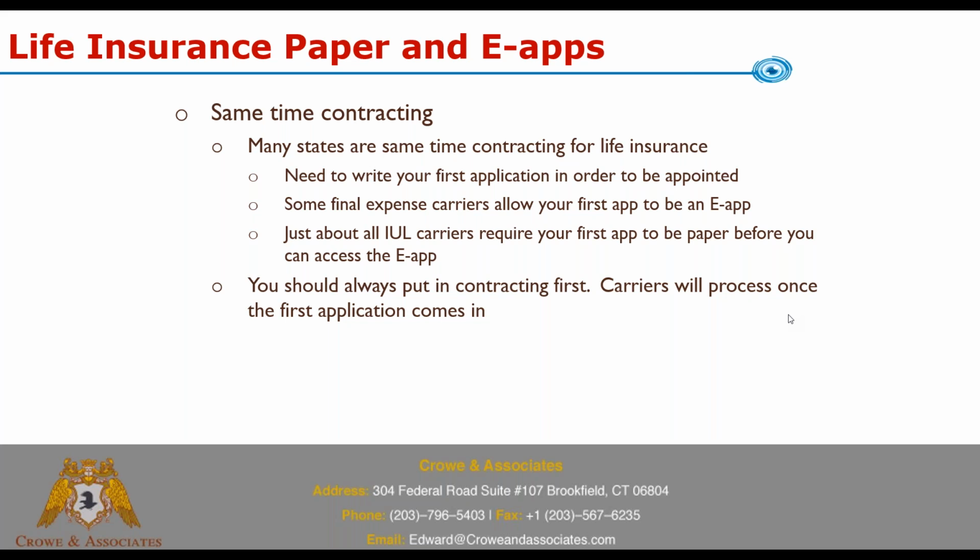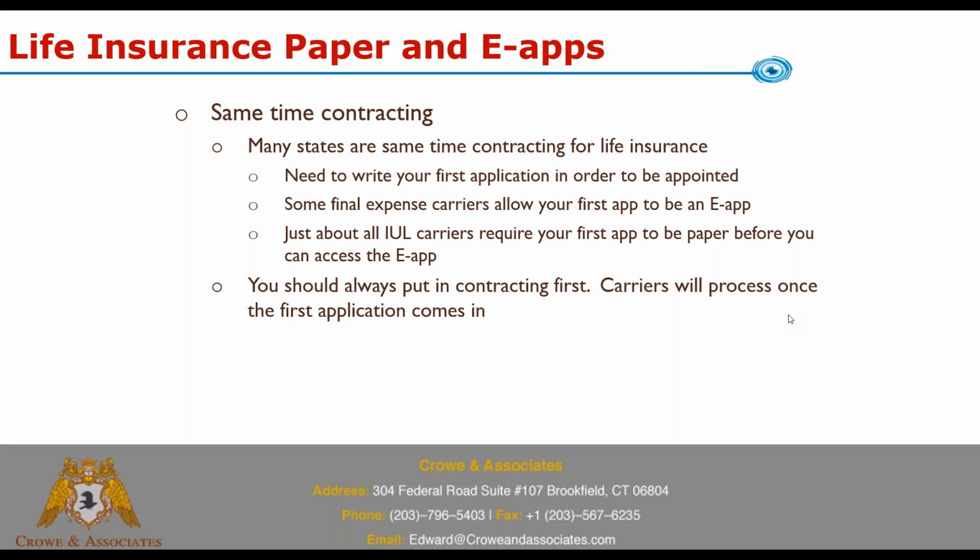So basically, the app's got to come in. We'll have the contracting, we'll send it to the company, but they're not processing until that first app comes in. So it gets a little bit of a chicken and egg effect here for you, but basically what happens is with some carriers, especially final expense, like for example Mutual of Omaha and Transamerica, your first app can be paper or an e-app. So they'll let you submit a paper application or do it electronically through the IGO E app to get appointed with your first app. And then once you're appointed, you're all set and you can move forward, but you can do electronic right from the beginning.